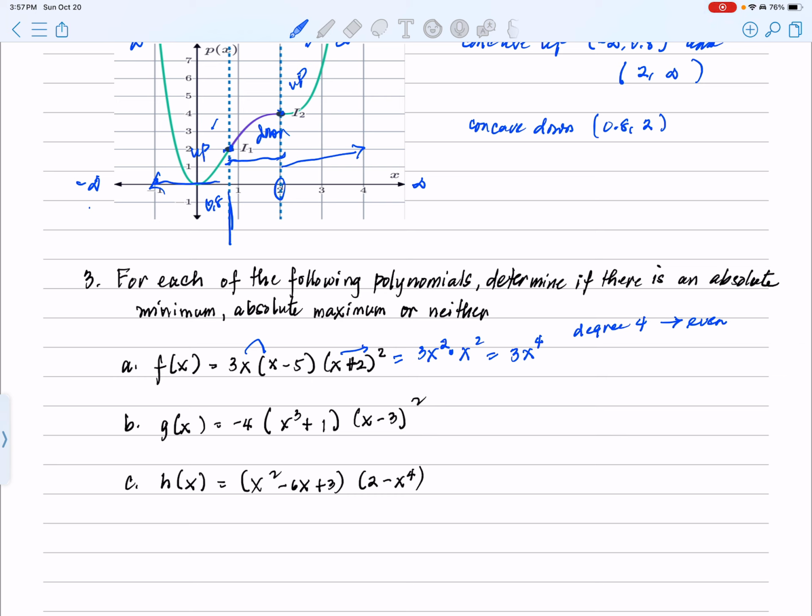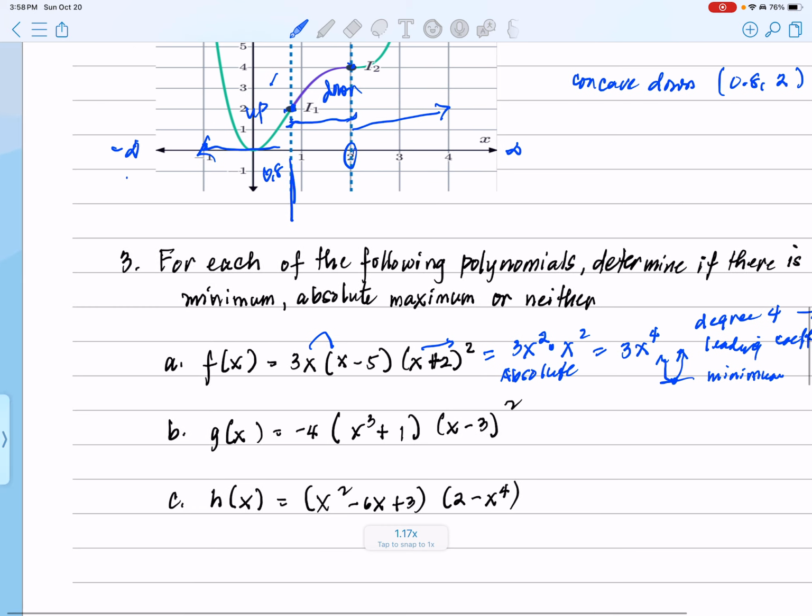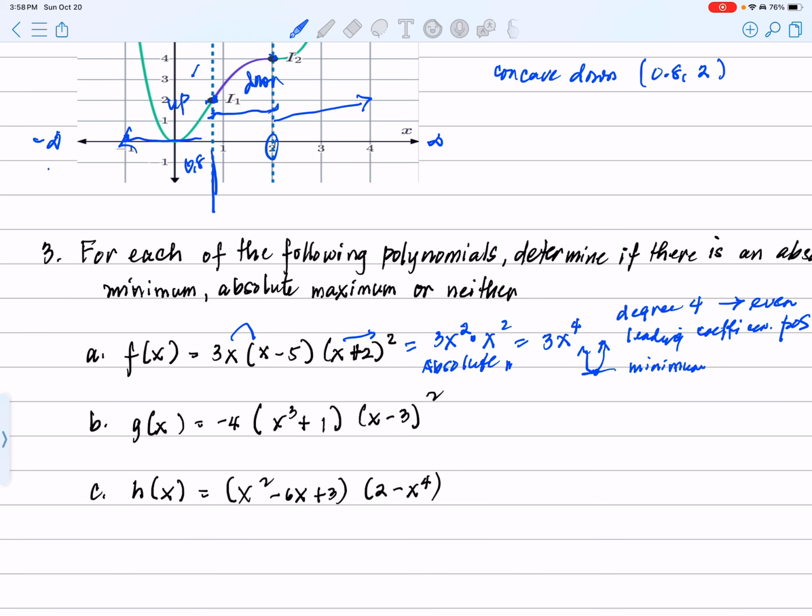All right, it goes with the rules of the absolute extrema. And the leading coefficient is positive. Okay, even positive. That means the arrow goes up at both ends. So we have here a minimum. All right. So we have here an absolute minimum.